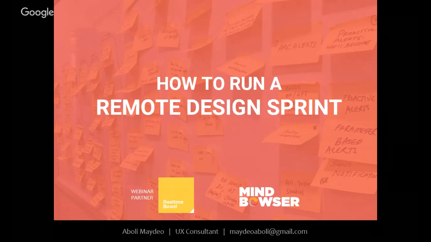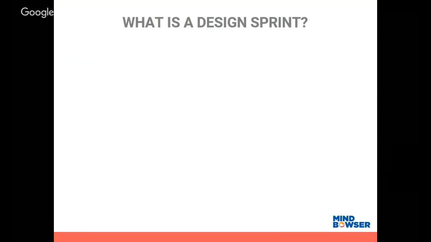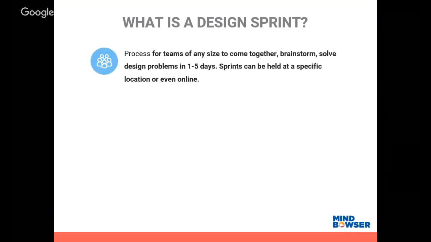So let's quickly recap some content from the last webinar about design sprints. We'll just briefly look at what a design sprint is and then take it from there. So what is a design sprint? A design sprint is really a process for teams to come together to brainstorm and solve design problems in 1 to 5 days. So sprints can be held at a specific location, for example, a meeting room or a big conference room, or they can even be conducted online or remotely. And that's what we're going to be talking about today.